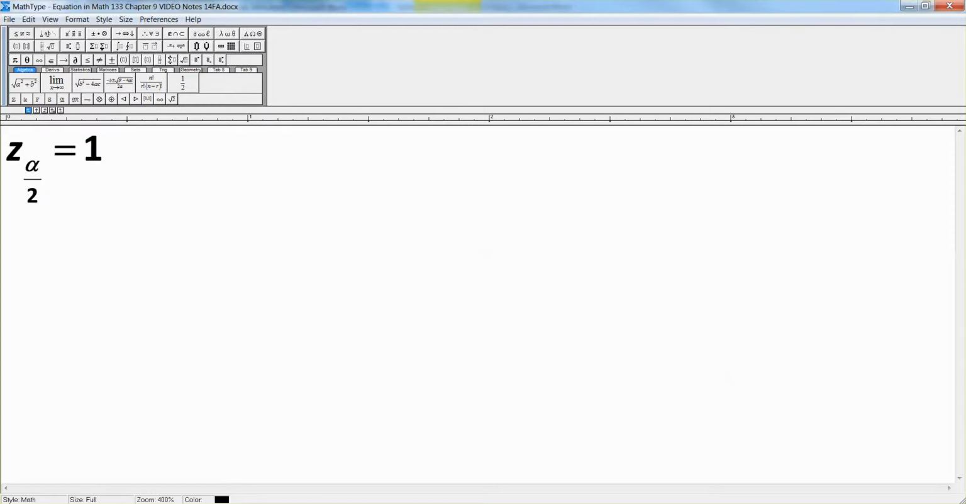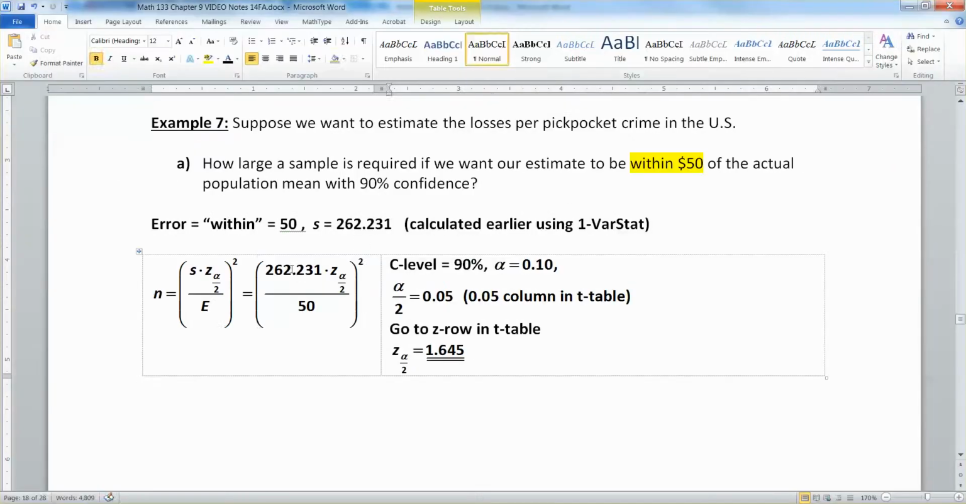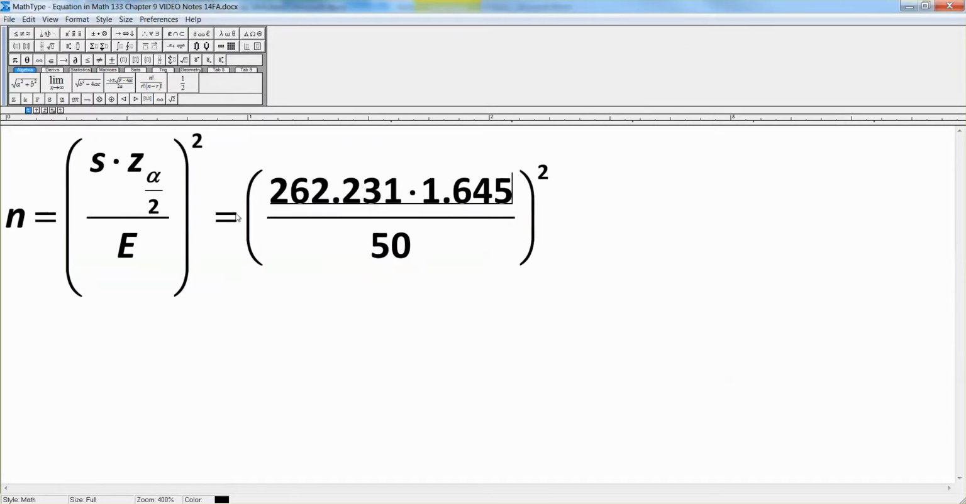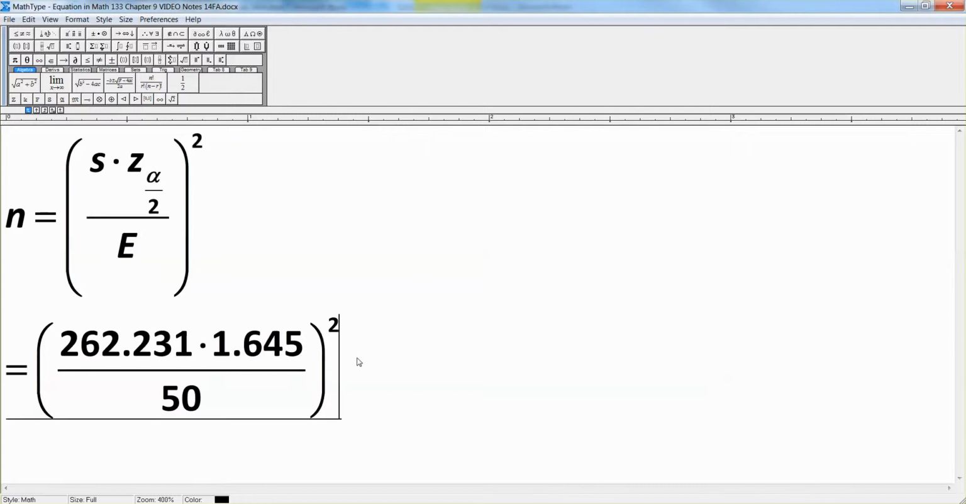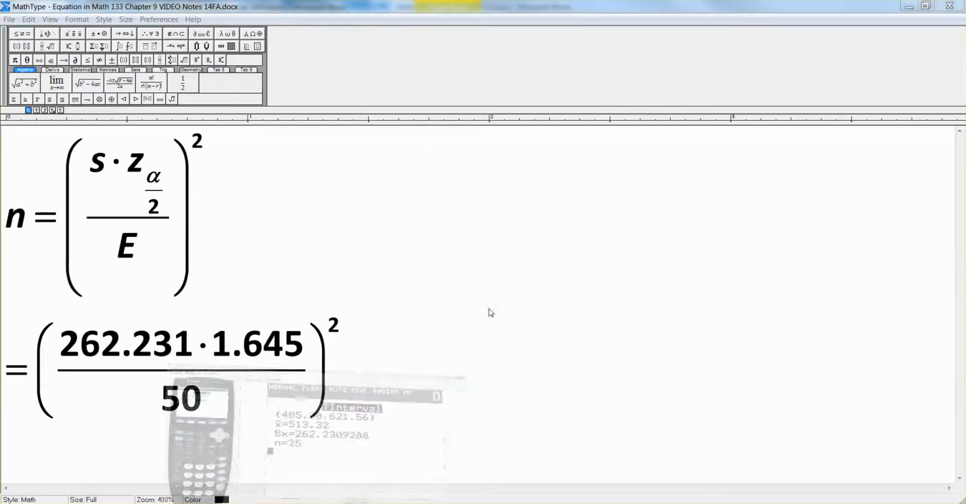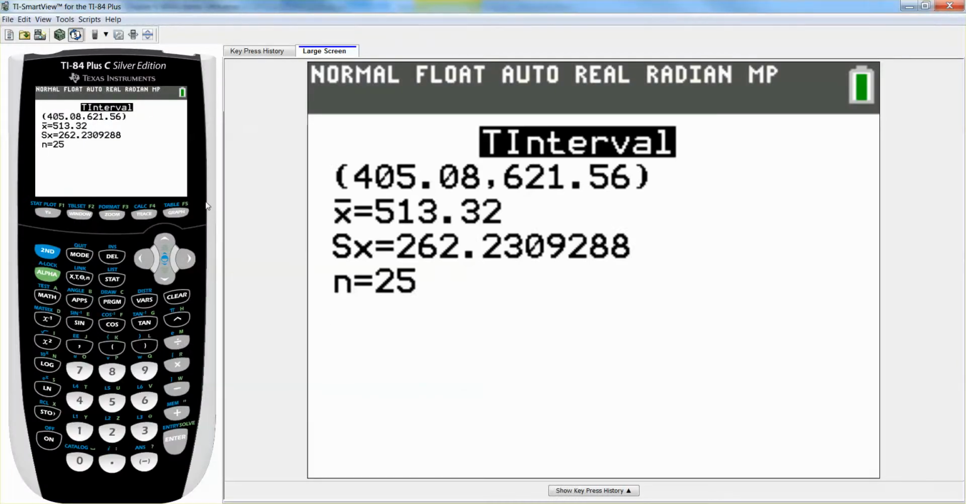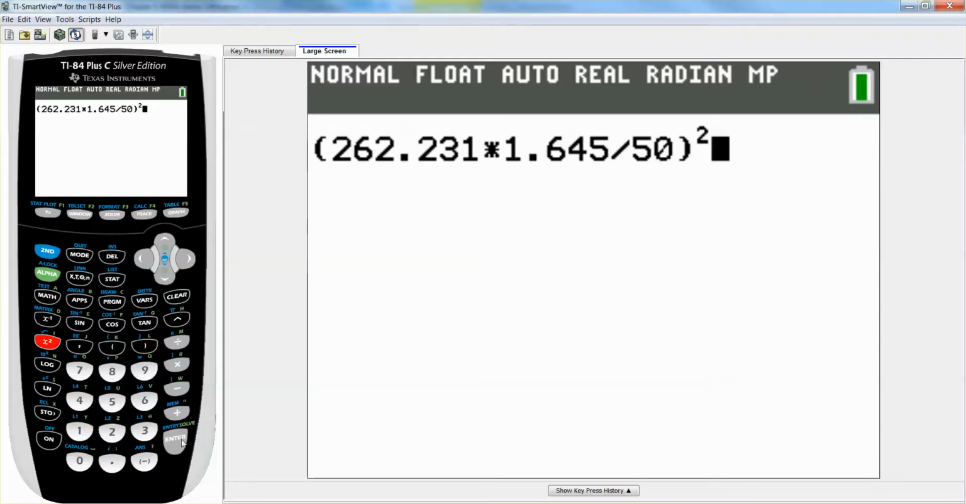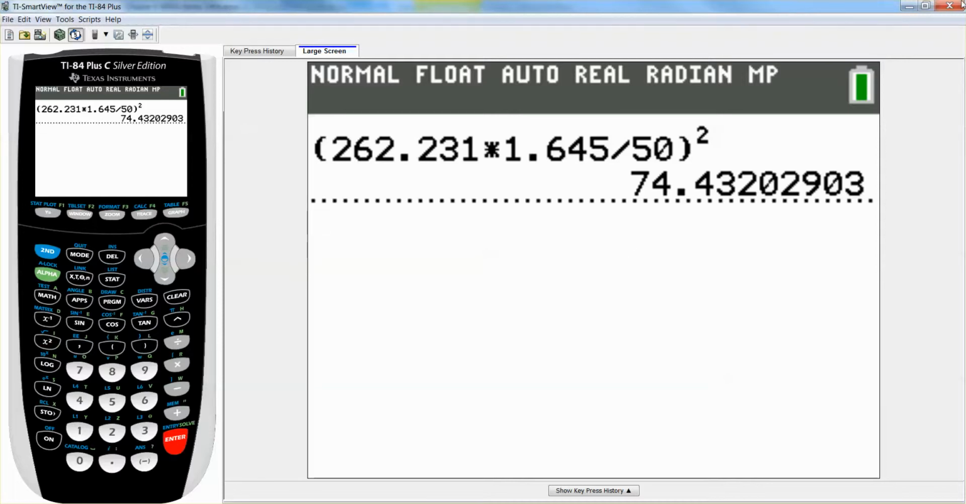is equal to 1.645. All right, so now I'm going to use that value and substitute it into my equation over here. So I'm going to say this is 1.645. All right, so I'm going to grab a calculator and type that into it. So I want, clear this, parentheses, 262.231 times 1.645 divided by 50, close my parentheses, and then I want to square it, enter. And I get 74.432.